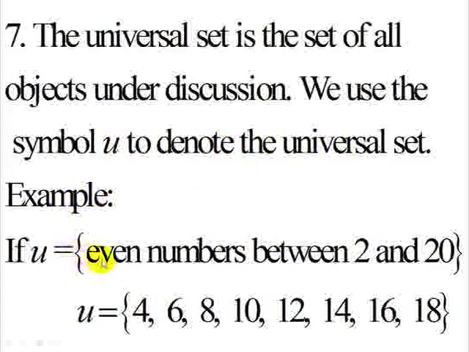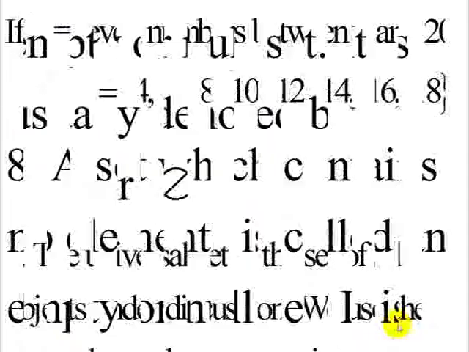Example: if U equals even numbers between 2 and 20, that means that the universal set will be 4, 6, 8, 10, 12, 14, 16, and 18. Because they are even numbers between 2 and 20, it means that 2 and 20 themselves are not inclusive. So the universal set U equals 4, 6, 8, 10, 12, 14, 16, and 18.